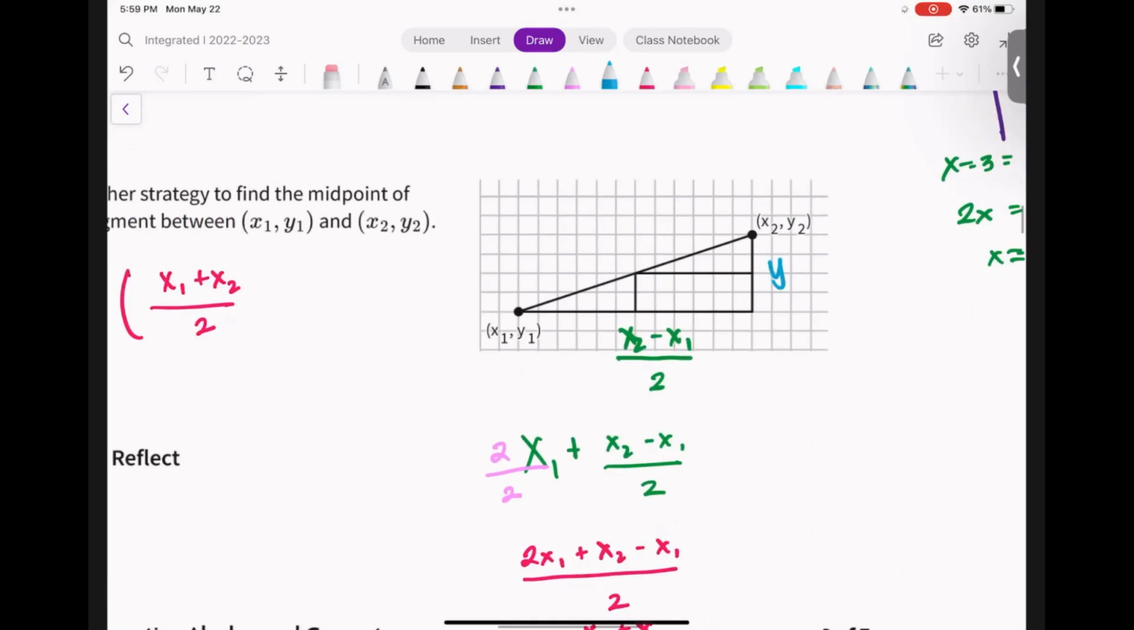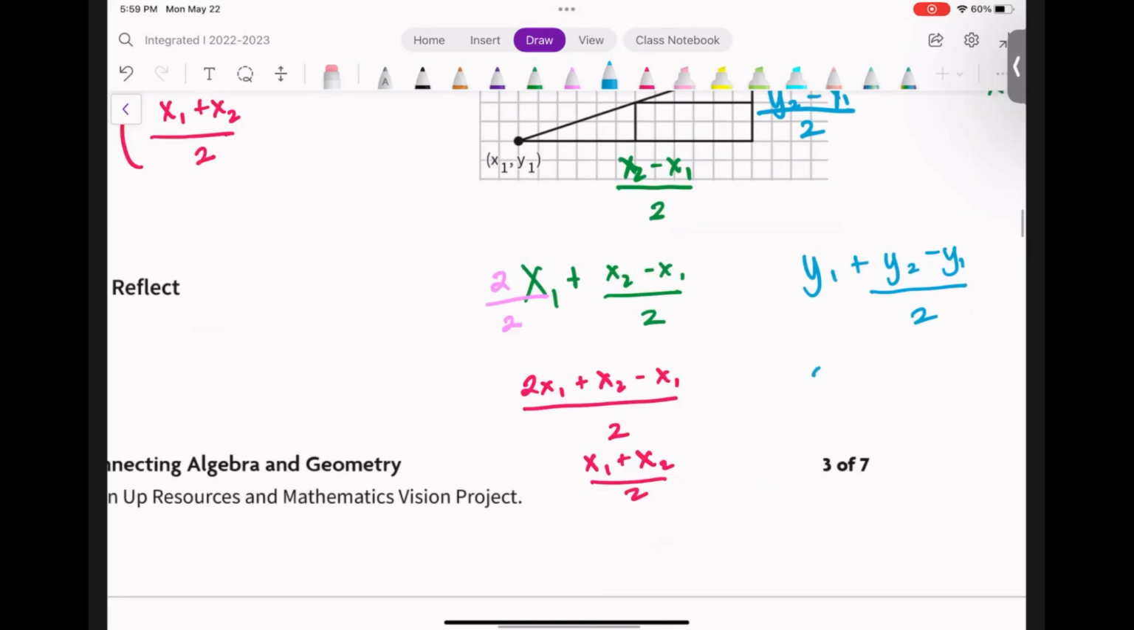So it would have been y2 minus y1. And then you would have divided it by 2 because you wanted that middle. And then you were going to add it to y1. So this would have been y1 plus (y2 minus y1) over 2. And then do the same exact thing. So we would have gotten 2y1 plus y2 minus y1, all over 2. But then 2y1 minus y1 is just 1y1. So y1 plus y2 over 2.